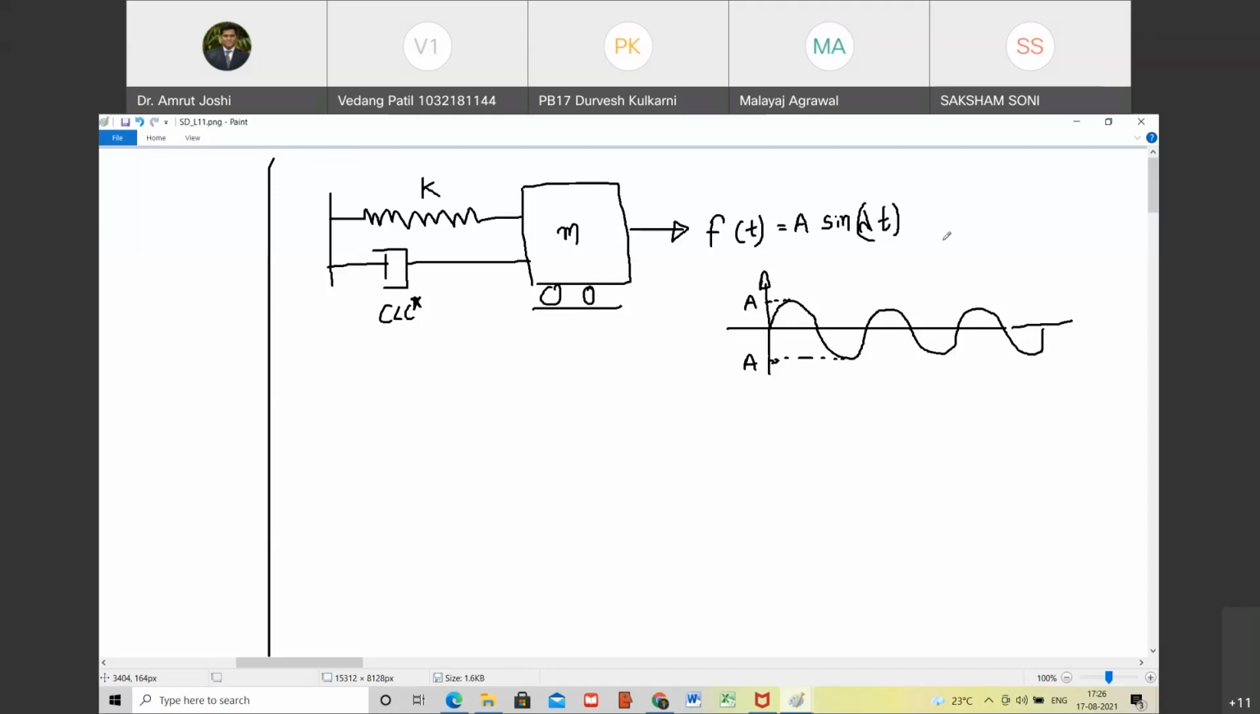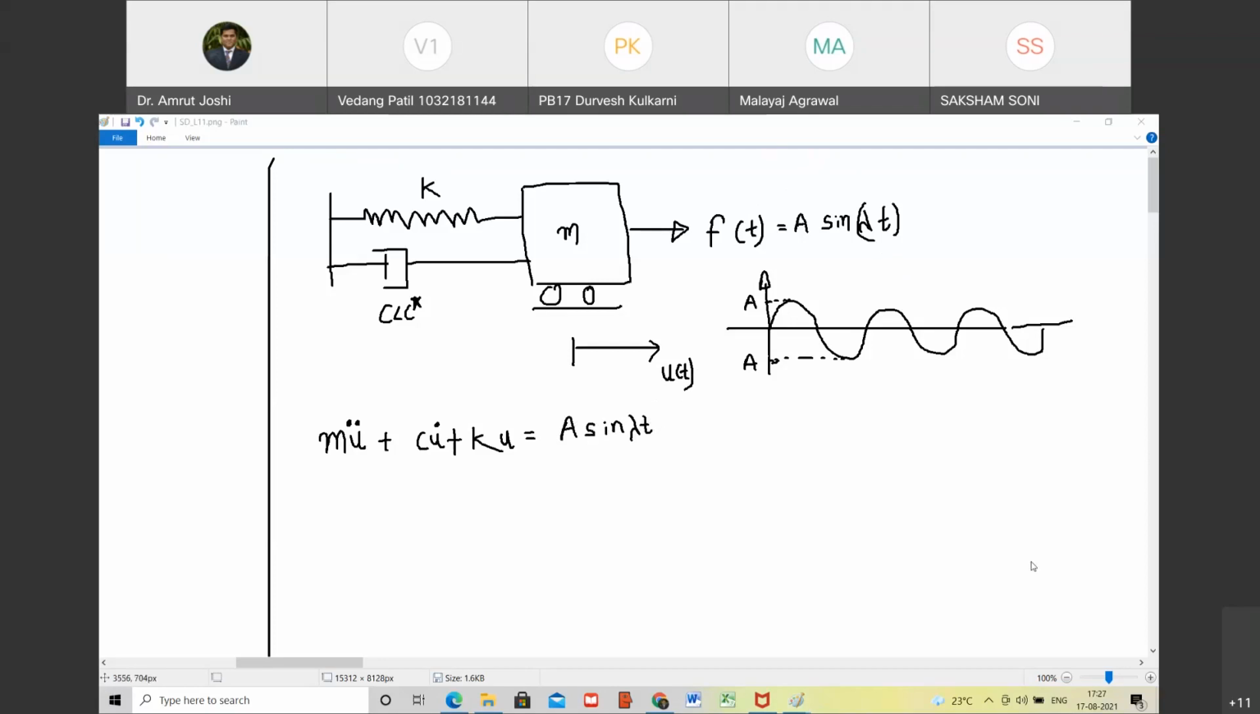This is the forcing function. How does this system respond? So what we need to find out is u of t. What is the governing differential equation? M u double dot plus c u dot plus k u is equal to A sine lambda t. This is the governing differential equation.